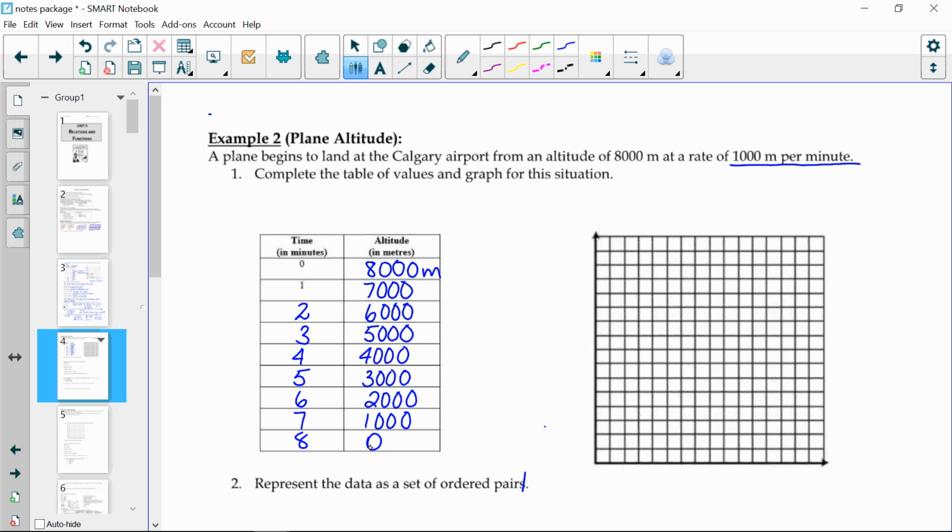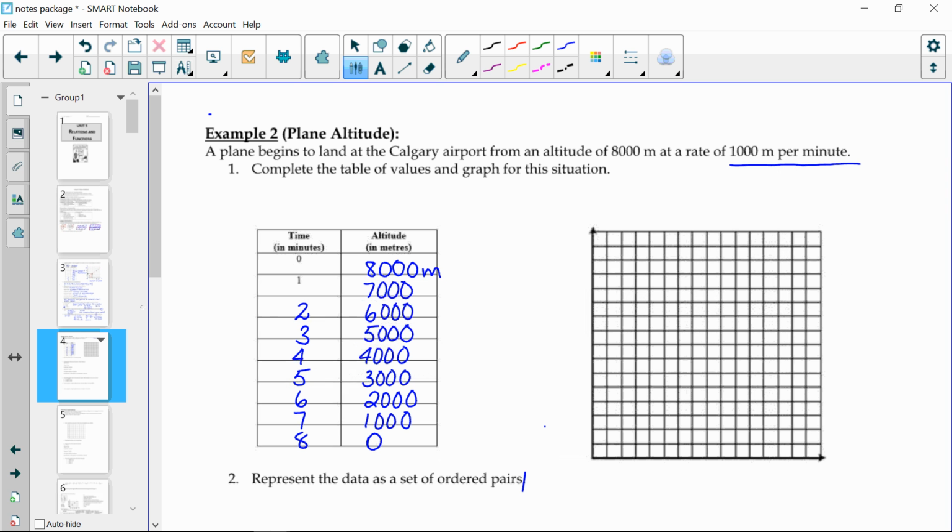Okay, so now what we're going to do is complete the graph.